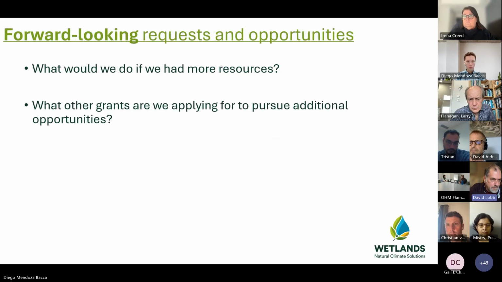The next slide. Looking forward, forward-looking requests and opportunities. Two questions there: what would we do if we had more resources, and what other grants are we applying for to pursue additional opportunities? And I've noted a few things, and Ben provided a few of these as well. First, characterize the structure of wetland catchments more completely in a broader range of settings, and this would focus on the complex, highly variable structure of individual wetlands and the riparian areas. That's something that could be done. I still believe it could be done in the context of this study with existing resources, but it may require us to extend beyond that.